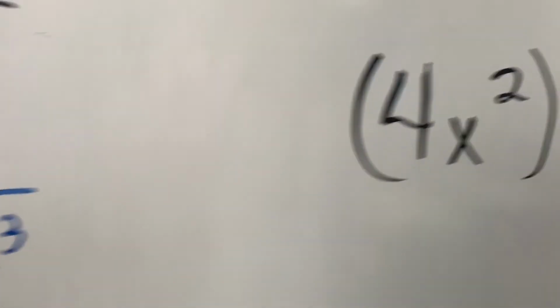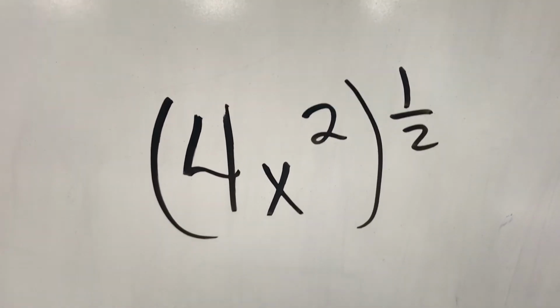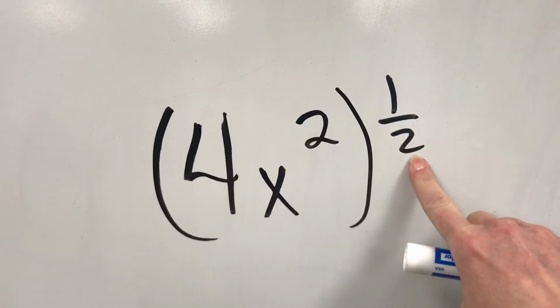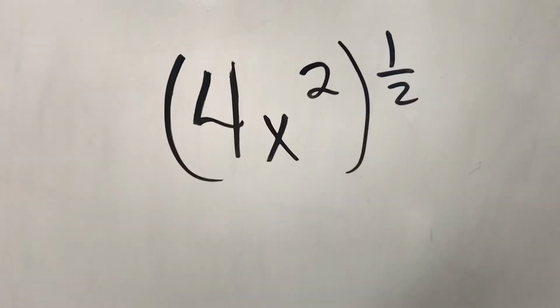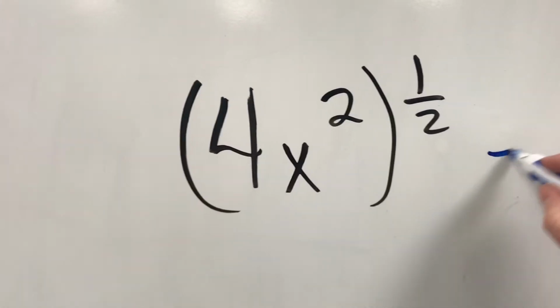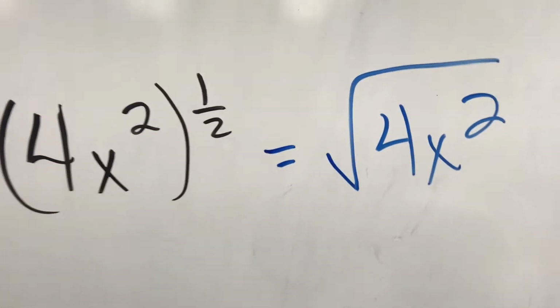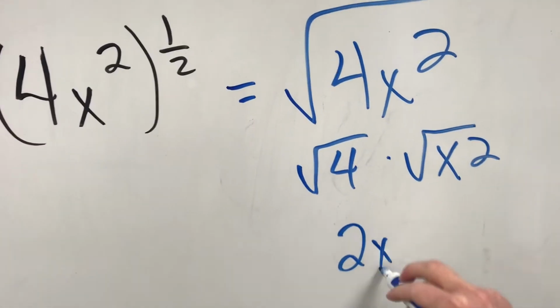Okay, and then one more. We have 4x squared all to the half power. And remember this, the denominator is the root, so it's actually the square root of all of this. And so I want to show you two different ways. Okay, so I'm going to show you the square root of 4x squared. So that's the square root of 4 times the square root of x squared. Square root of 4 is 2, right? And the square root of x squared is x.